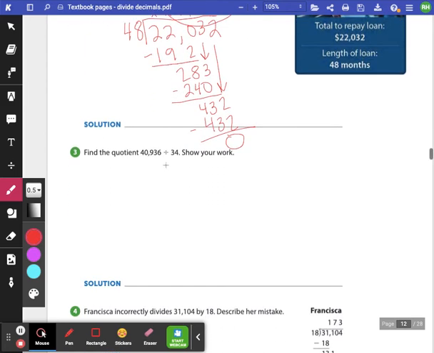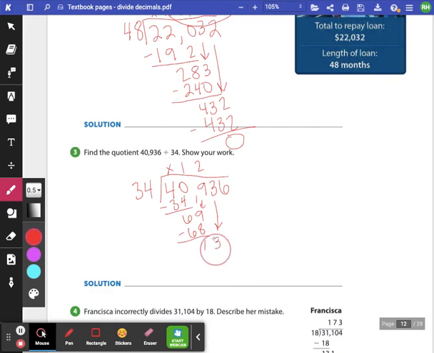Number 3, find the quotient of 40,936 divided by 34. So I know that 34 cannot go into 4. It can go into 40 1 time. So I would have 6 left over. Bring down my 9. 34 goes into 69 twice. 1 left over.